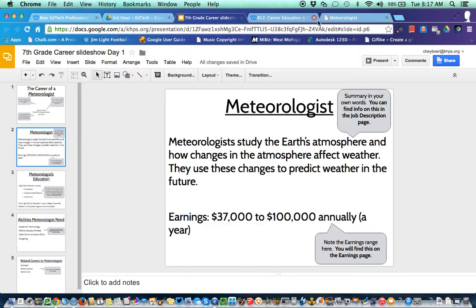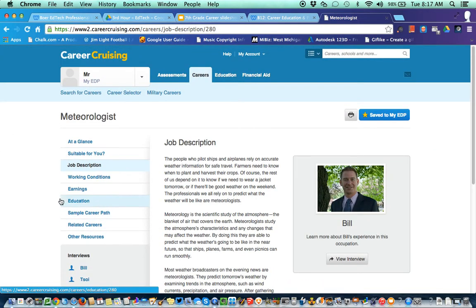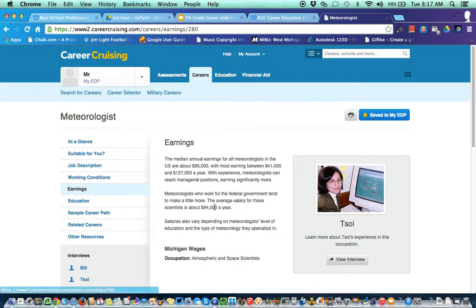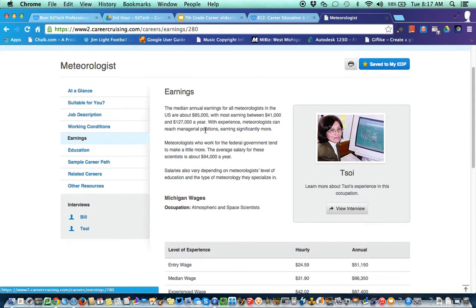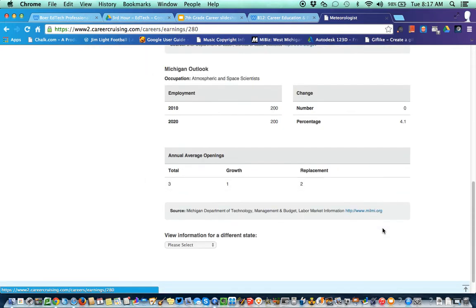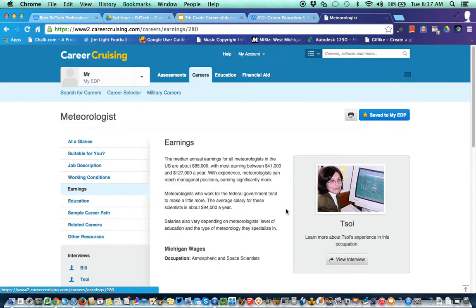You'll find that on the earnings page. So again, along the side here, here's earnings, which is right here. And it's just looking for a range. You can usually find that at the top, or you can just summarize what's in the information down here. But usually you'll find your range up here on the earnings page.